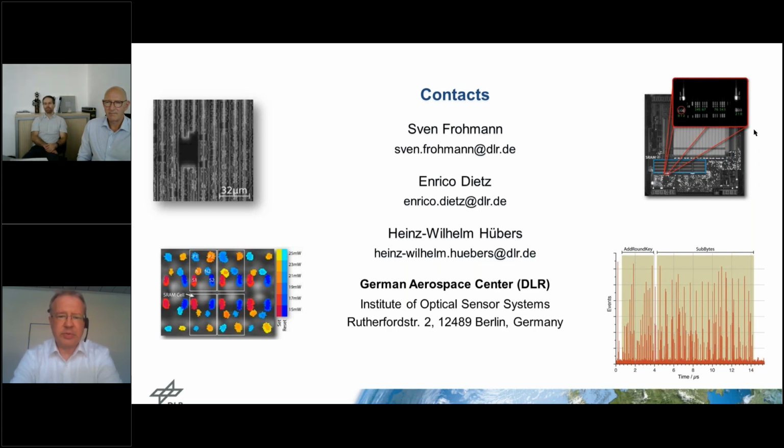But if you want to reduce these numbers, then you have to use different objectives. Let's say you go to oil immersion lenses, then you can achieve a numerical aperture of up to 1.5. If you go to solid immersion lenses, you can achieve a numerical aperture up to 4. And that means you can go down to a spot size of, I would say, around 200 nanometers.